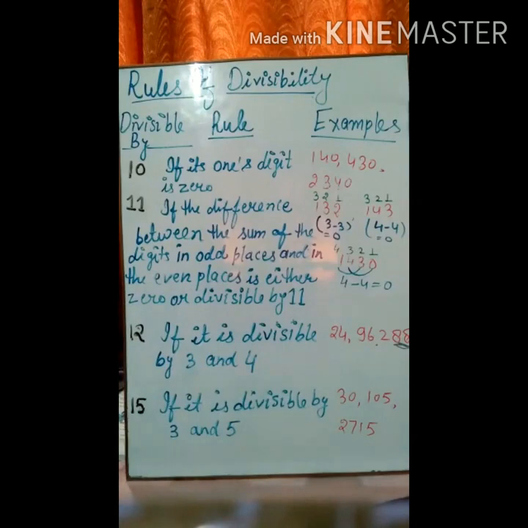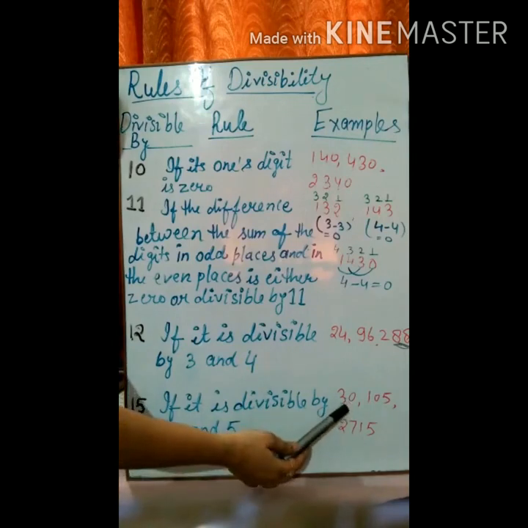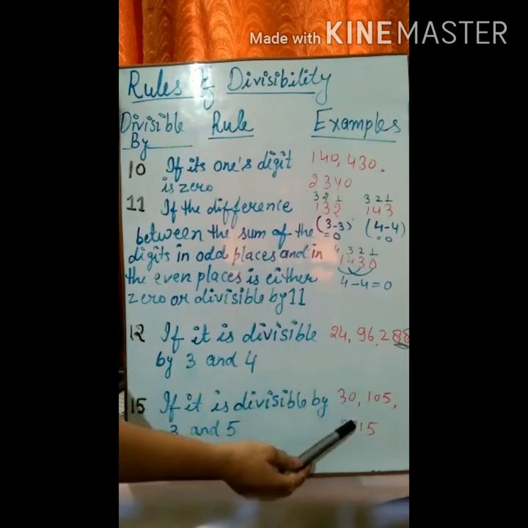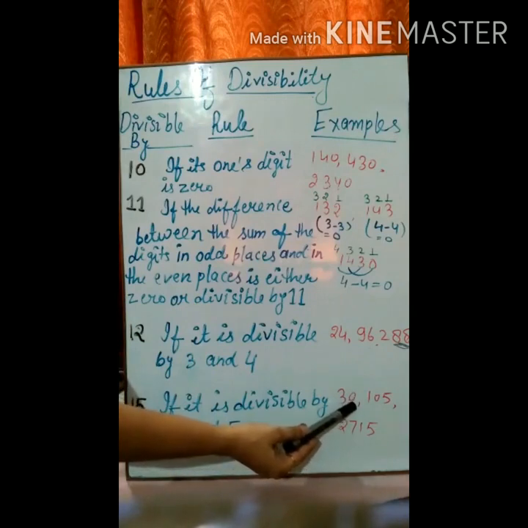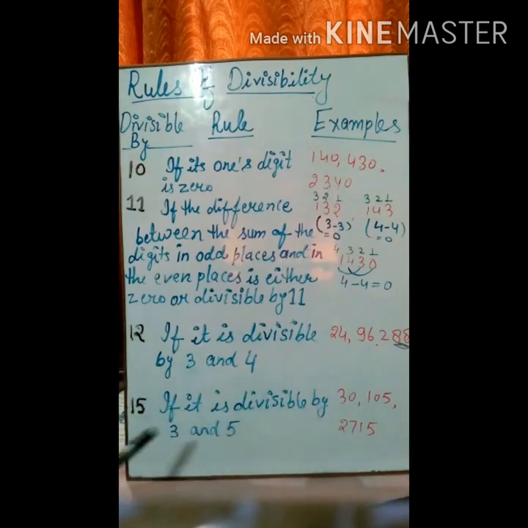The rule for 15. If it is divisible by 3 and 5. Let's see an example. Rule for 3, sum of digits. 3 plus 0, 3. That's why 30 is also divisible by 3. And 5, what is the rule for 5? The digit in the unit place is 0 or 5. We can see here at the unit place 0 is there. So 30 is also divisible by 5. That's why 30 is divisible by 15 also.